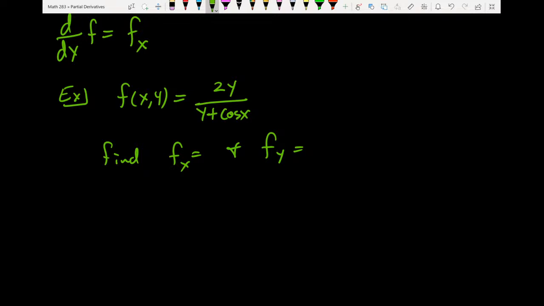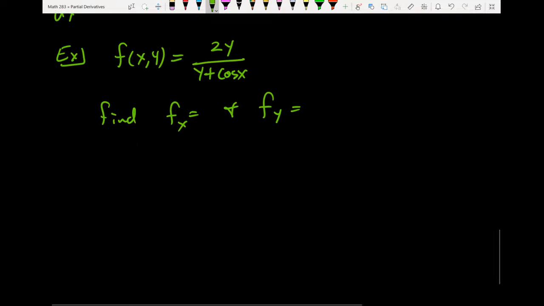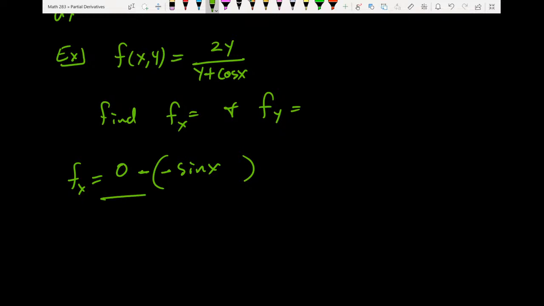Alrighty then. You guys are done? Let's look at it. We use the quotient rule. You got what? 0? It doesn't matter. And then minus the derivative of that would give you what? What's the derivative of cosine? Negative sine of x, right? And then y plus cosine of x squared, which is just sine of x over.